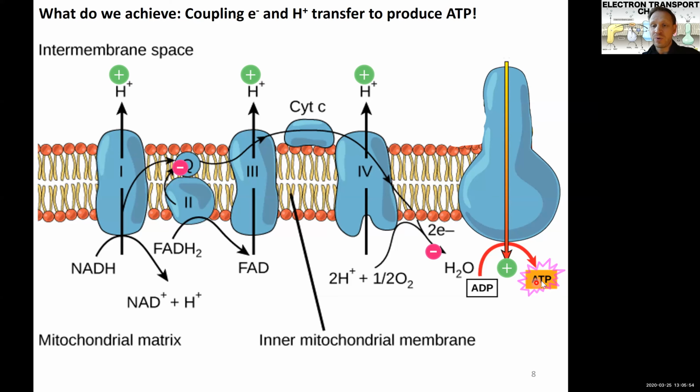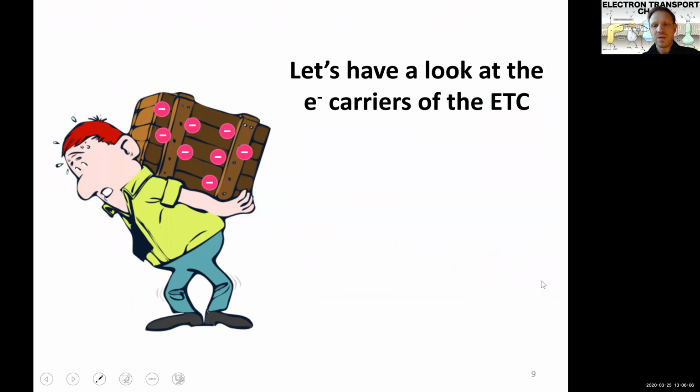All right, so this is what we want to achieve: making ATP, using the energy from transferring electrons across these complexes, while at the same time pushing protons across the inner membrane. So if we want to do this, it seems worthwhile that we actually have a look at our electron carriers that partake in our ETC. There are a number of those, and we need to be familiar with them if we want to understand how this works.